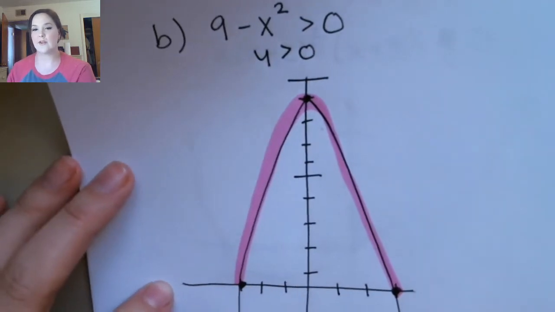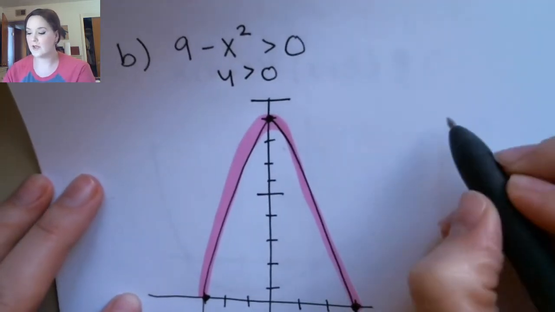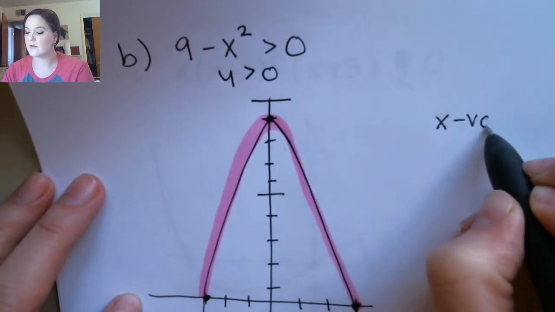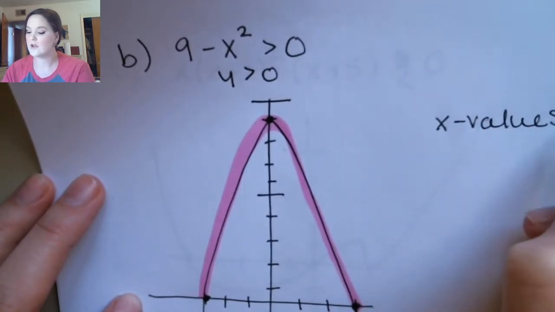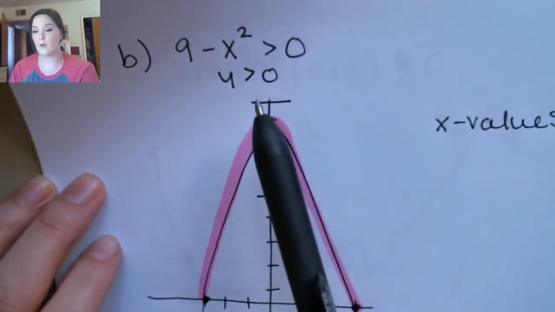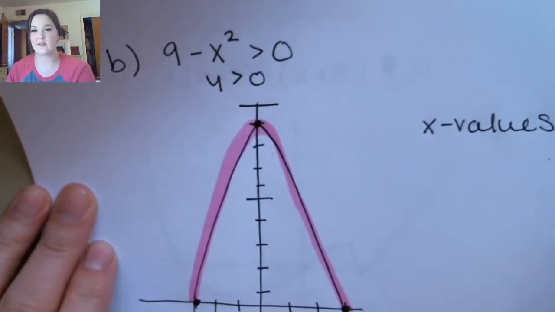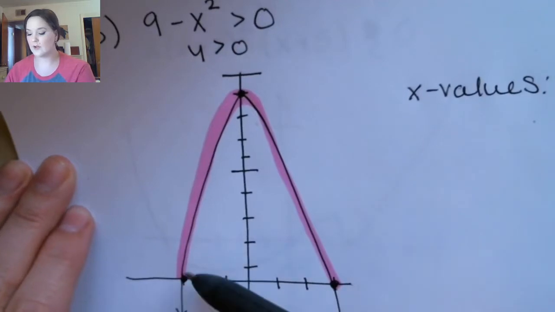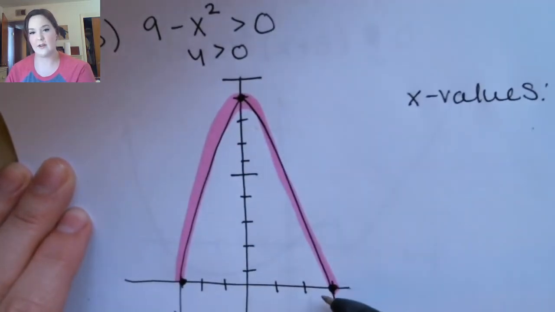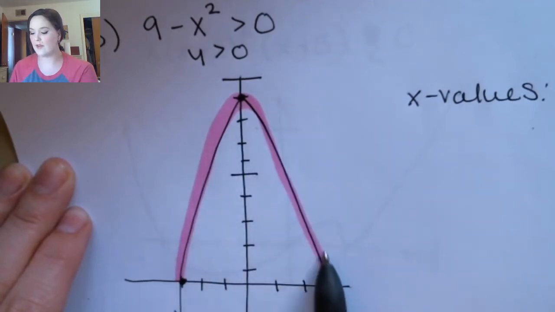Okay, and your answer is going to be in terms of x values. So they're giving you the values of y greater than 0, and you're answering in terms of x. So we're going to look at the part that we just highlighted, and we're going to describe those x values, right? So we're talking about this part. The x values range from here to here.